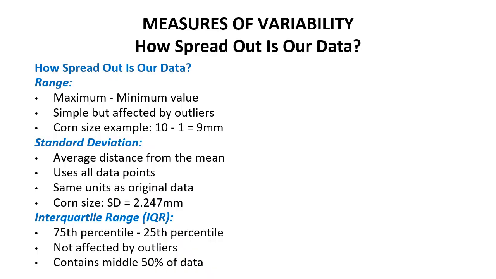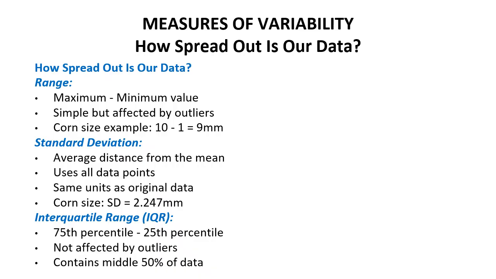So viewing our measures of variability, we talk about how spread out is our data. If we're looking at our range, this is a minimum to a maximum value. It's very simplistic. It's like where the data start and where the data end. So it's simple, but it's affected by the outliers.